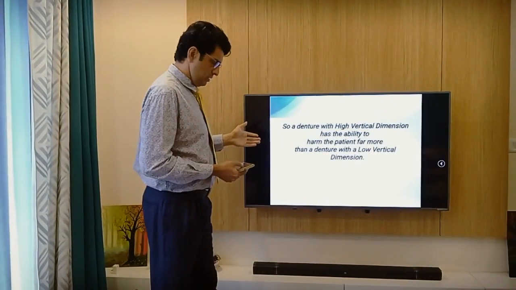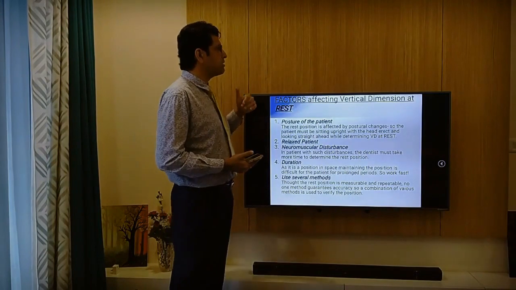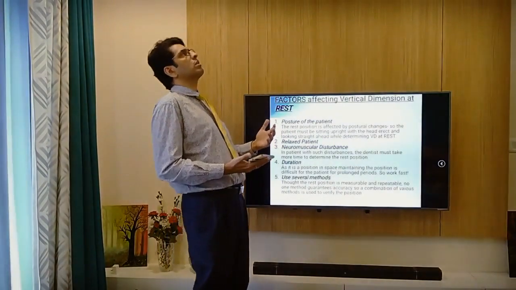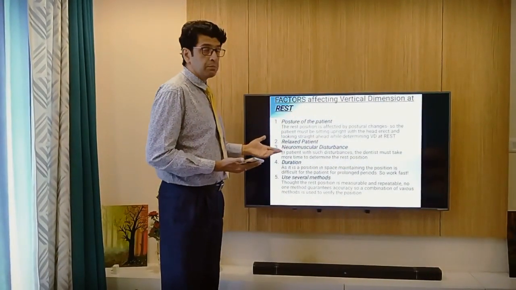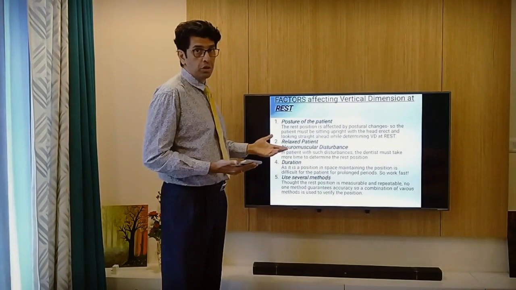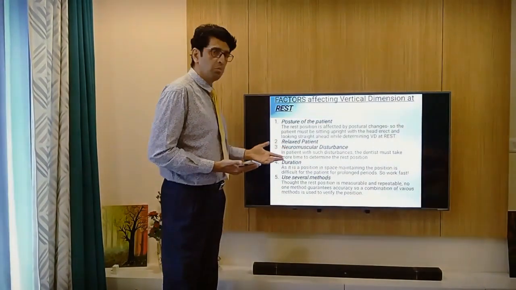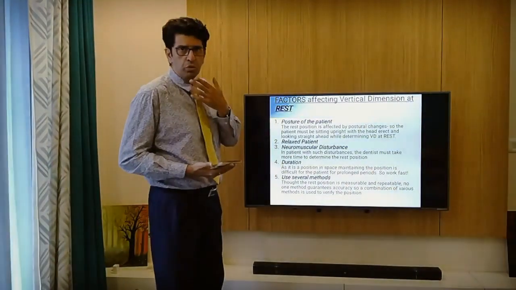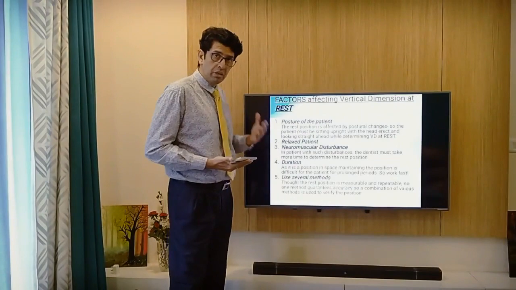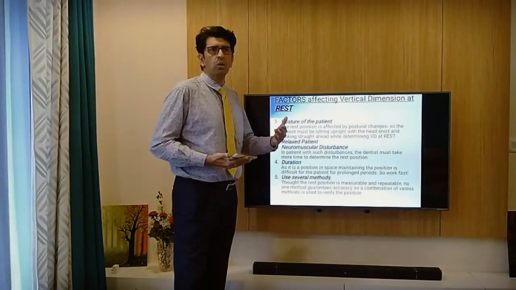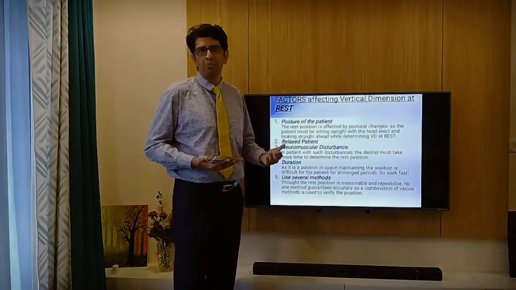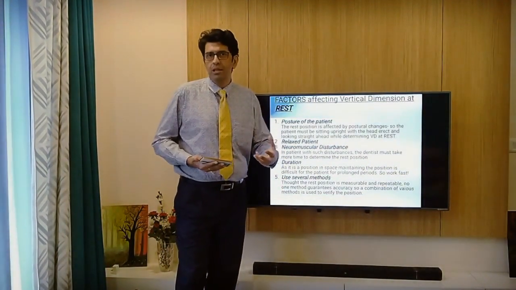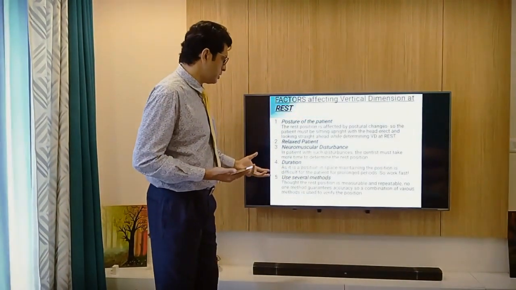Okay? So, what are the factors that affect vertical dimension at rest? One, the posture of the patient. The patient should be sitting upright, not leaning back. A relaxed patient; if the patient is stressed out, the patient is not going to give you a good rest position. Okay? Neuromuscular disturbance. Some patients have neuromuscular disturbance and they're not going to be able to give you a constant vertical dimension at rest. The duration, you can't go on forever trying to take a vertical dimension at rest record. So you have to do it quickly, and the longer it takes, the more difficult for the patient to give you that rest position.